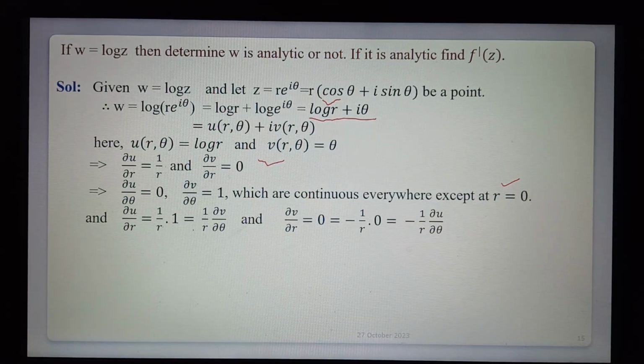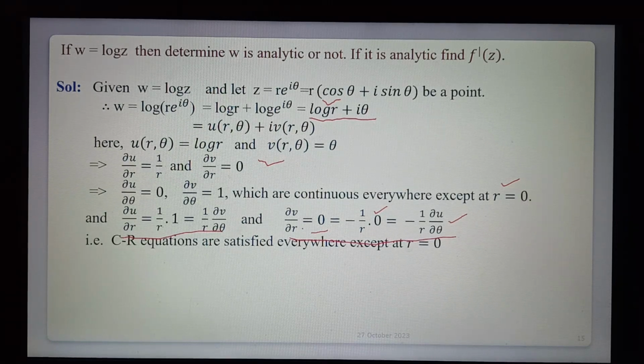Next, verify the CR equations. Dou u by dou r is equal to 1 by r into dou v by dou theta. This is the first CR equation. Dou u by dou r is equal to 1 by r into 1, and 1 is dou v by dou theta. And dou v by dou r is equal to 0. So 0 can be written as minus 1 by r into 0, that is, minus 1 by r into dou u by dou theta. So dou v by dou r is equal to minus 1 by r into dou u by dou theta, which also satisfies the CR equations.